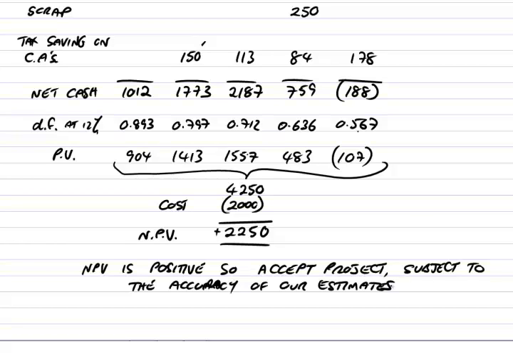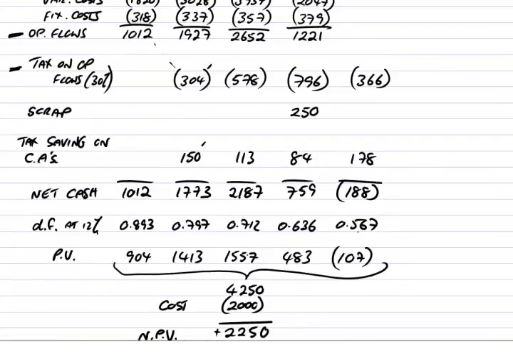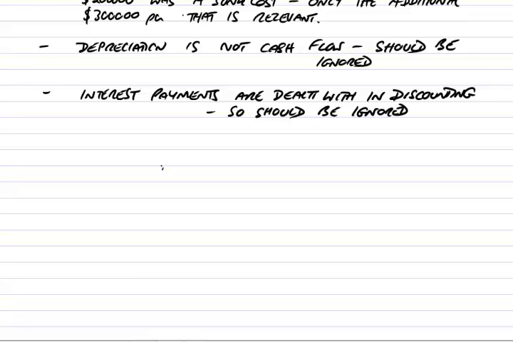Anyway, there's part B finished. Part A, though, we'd listed most of the problems, but there was one more big one, of course, and that was the cost of capital. The cost of capital used was incorrect.